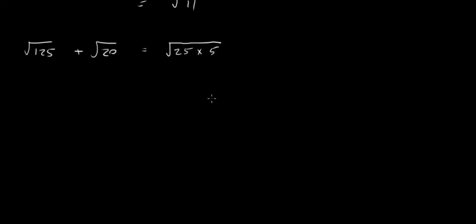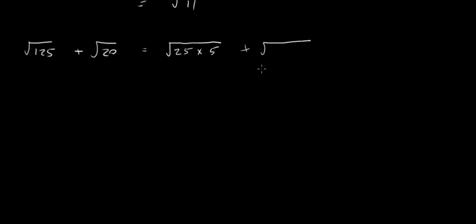Okay, let's try another one of those. Let's take the square root of 125, and this time we're going to add the square root of 20. Let's see what we can do with these. We can't add them, they're not the same at the moment, so let's try and make them the same. Let's take 125. The highest square number that will go into 125 is 25, and we would have to multiply that by 5 to give us 125.